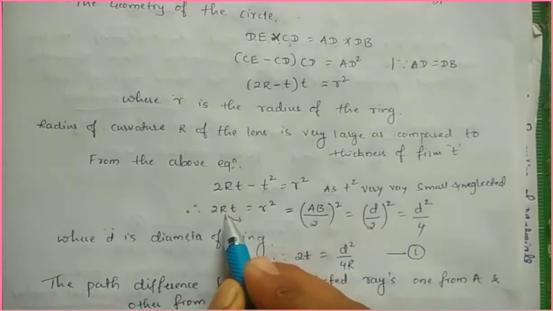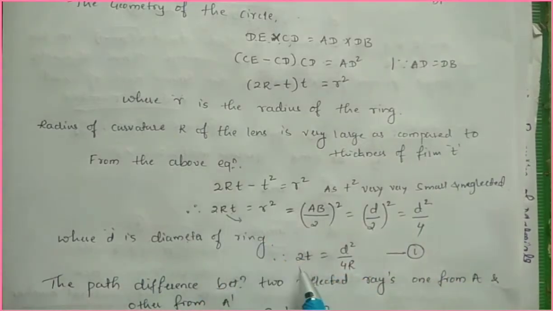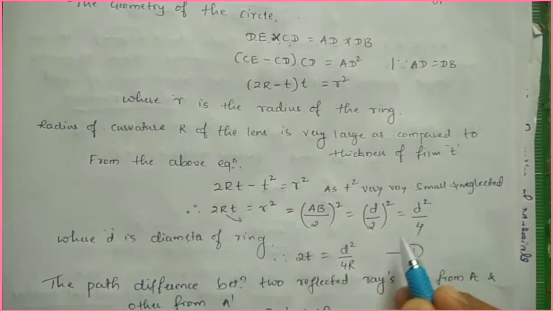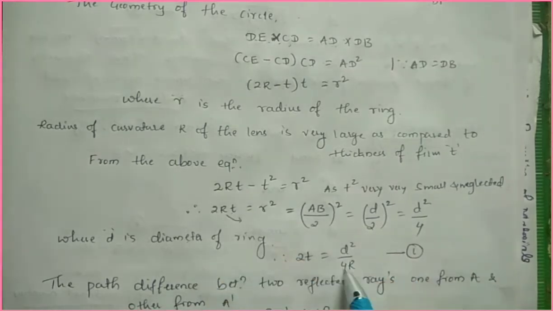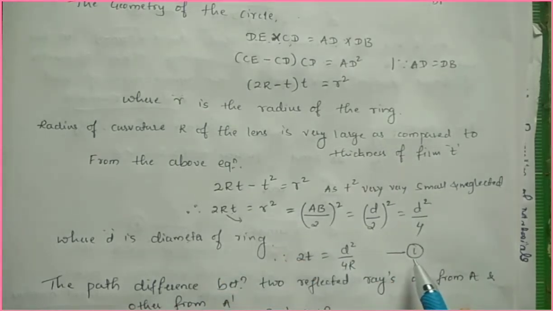So here 2RT is there, so we send this R to this side. At that time 2T is remaining, equal to D square divided by 4R. This is equation number 1.